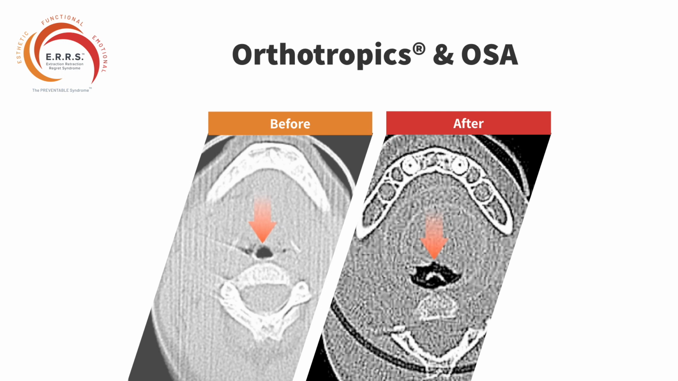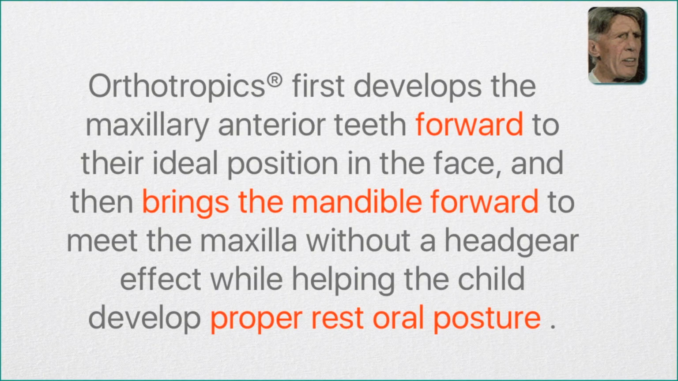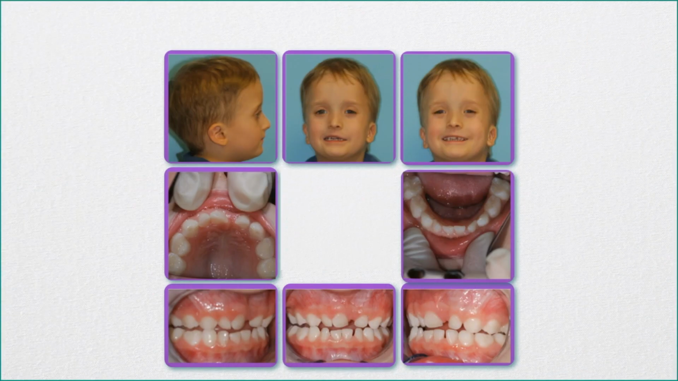Welcome back. This segment is entitled Orthotropics and Obstructive Sleep Apnea. Let's first review what orthotropics is. It first develops the maxillary anterior teeth forward into their ideal position in the face, and then brings the mandible forward to meet the maxilla without a headgear effect while helping the child develop proper rest oral posture. Let's illustrate this with a child who has obstructive sleep apnea.